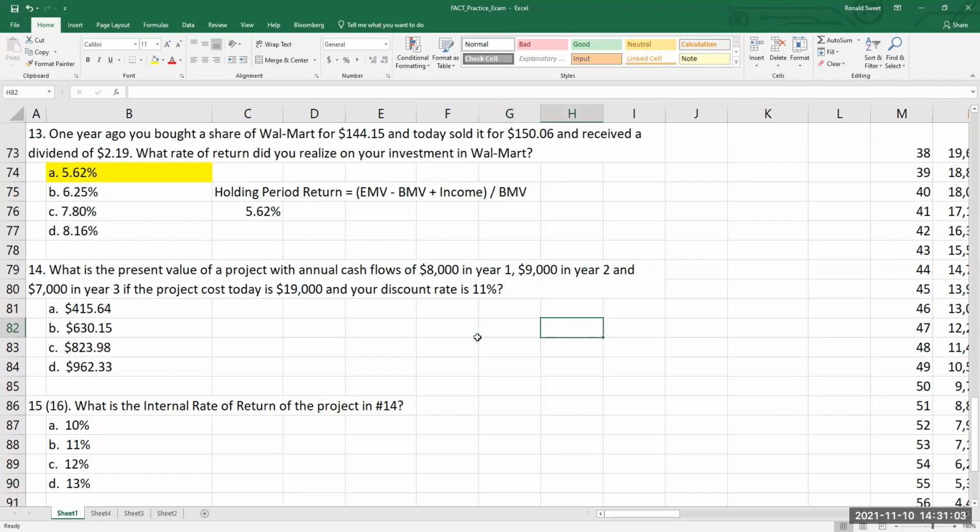All right, so if you type in the numbers, negative 19,000, then positive 8,000, then 9,000, then 7,000. In Excel, all you got to do is equal NPV. Well, you put your discount rate in first, equal NPV, put the 11%, highlight all those, and let me know what you get when you do that.